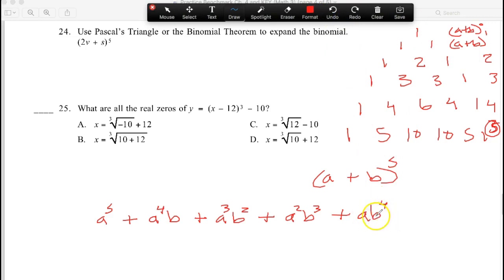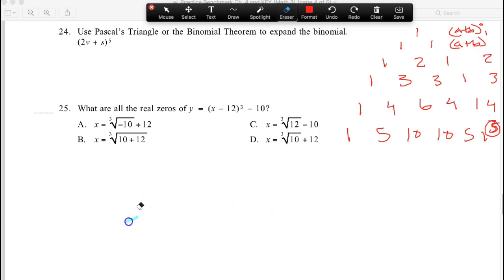These are multiplied. Then my next term would be a to the 0 power, which is 1, and b to the 5th. So each of these decrease by 1, okay? And then each of these increase by 1. And that's how you write your polynomial. So let's go ahead and write this out when we expand this. We got our coefficients. Let's expand it all out.